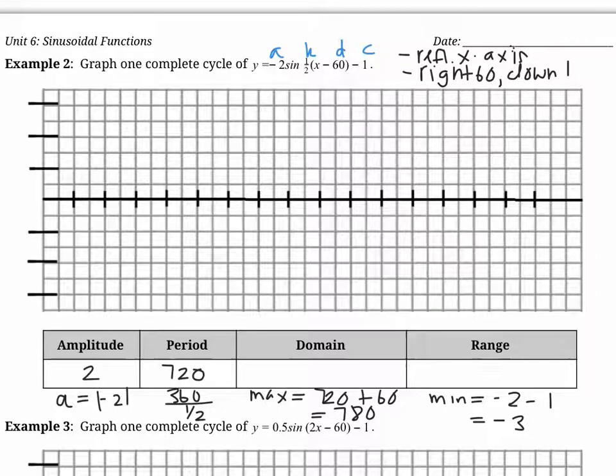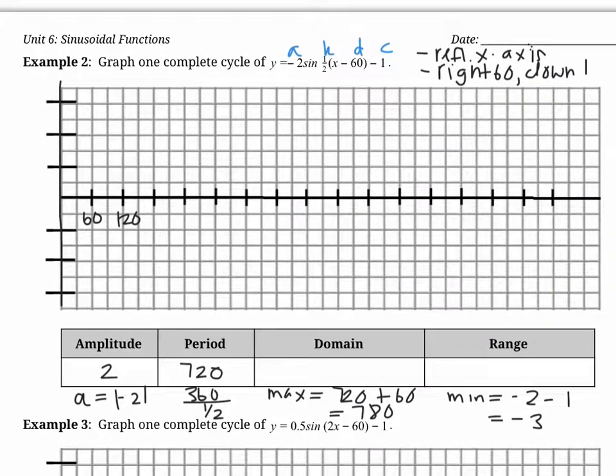So why don't we try to go up by 60 degrees every 2 squares? So every square is worth 30 degrees on our x-axis. And on our y-axis, we know we have to hit a minimum of -3. So it makes sense if we make each 2 squares 1 unit. So we've got 1, 2, 3, -1, -2, -3. So finish off that x-axis.